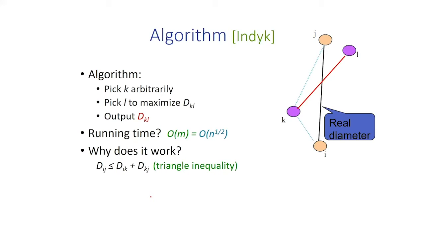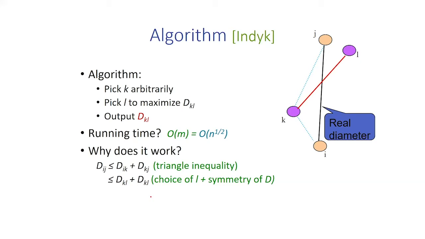But look, by triangle inequality, if I went to K and then to J, that has to be at least as big as going straight from I to J, right? So we can say that DIJ is at most DIK plus DKJ, but we picked L so that it's the farthest point from K. Therefore, DKI can be at most DKL, and DKJ is also at most DKL.